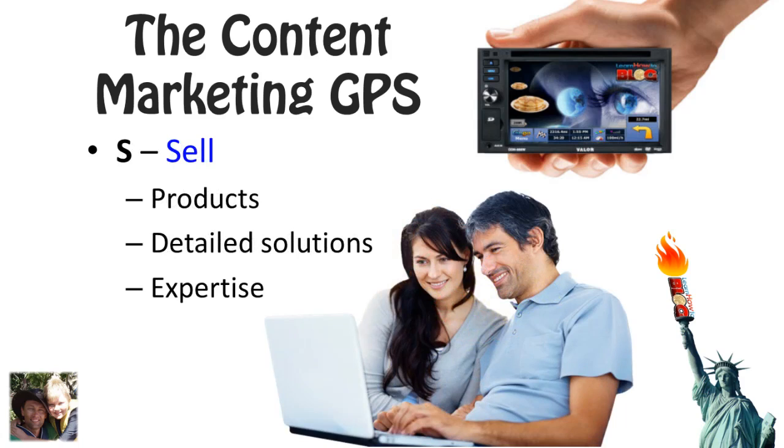And then the last letter of GPS is S for sell. Sell products. You can affiliate with other people's products and you can refer these products and earn commissions. That's how I got started. Or you can have your own products. You might have a small business, you might have your own service, you might be a chiropractor, you might want to make your own products. We're going to go through that in the content marketing formula.